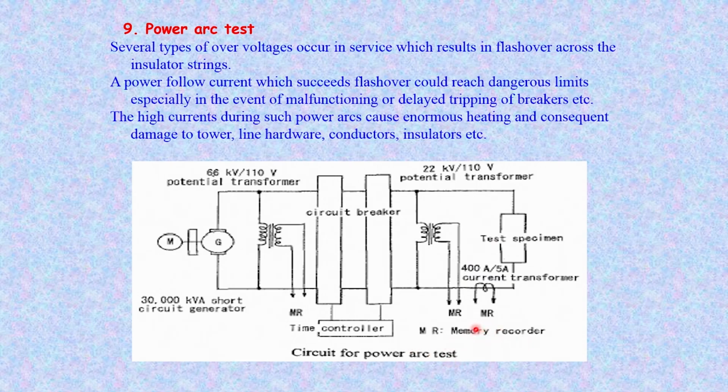Intentionally, a known short circuit current is applied to the equipment for a period of time, and it is observed whether the equipment under test will be able to withstand the very high currents. This equipment under test could be an insulator string or any other high voltage equipment which is to be tested for the power arc.